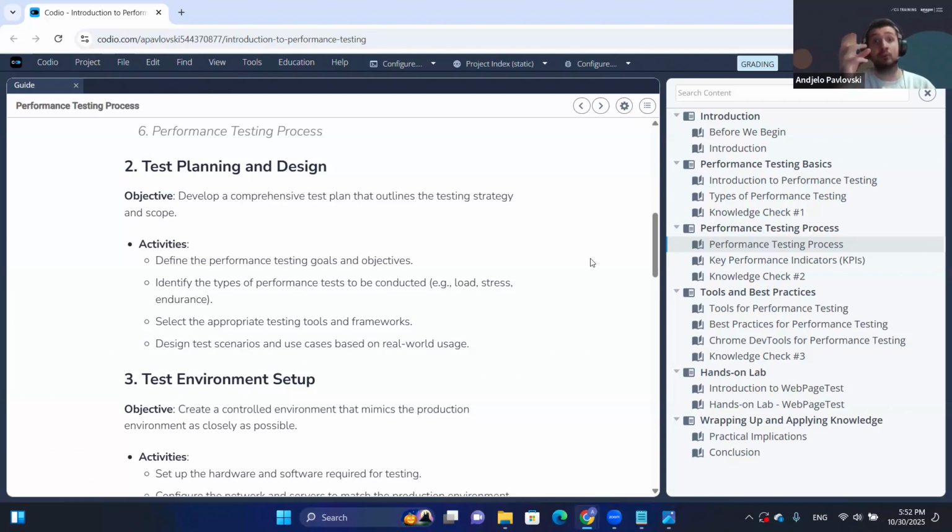Again, whether you're going to be running spike tests, volume testing, or when you're going to do stress testing. Again, it differs from project to project. So you want to define what is the goal and objective. So you want to say, okay, we want to see how the system performs in short spans of time when we add about 50,000 users in that period. Then you identify types of performance tests to be conducted.